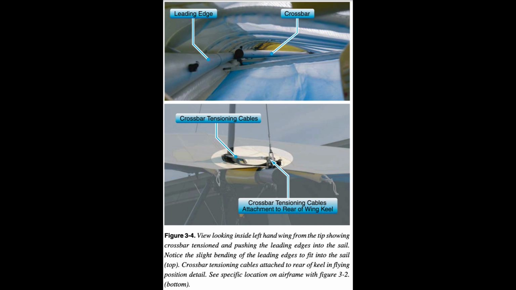For wing takedown and packing, the crossbar haul-back cables are released, the crossbar hinged center moves forward, and the leading edges rotate in toward the keel about the nose plates and come together, allowing the wing to fold down into a long tube for transport and/or storage.